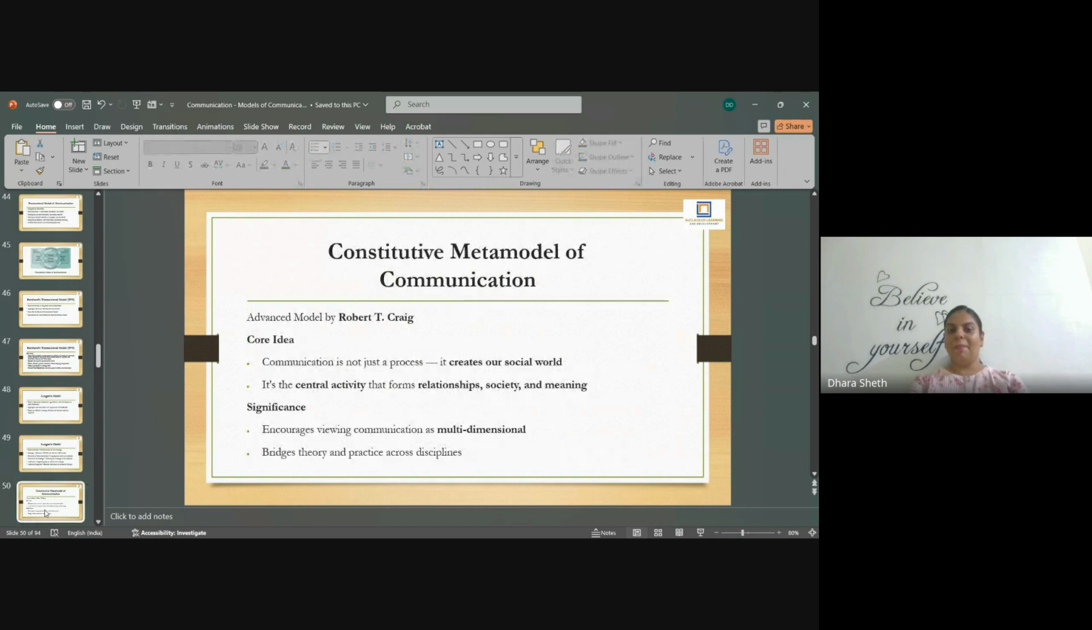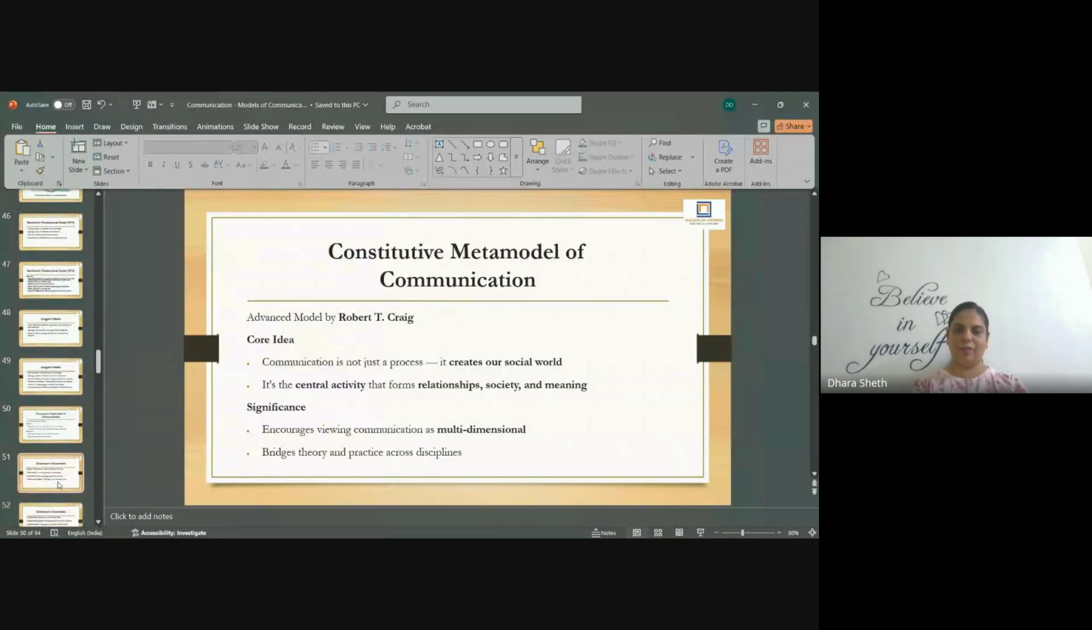And the last one, the meta model by Robert T. Craig. He says that communication is not just a process, like it goes here and then it comes back. No, it's something that creates our social world. It forms relationships, society, and meaning. So he says that it should be viewed as multidimensional. It bridges theory and practice across disciplines, across various sectors of life.